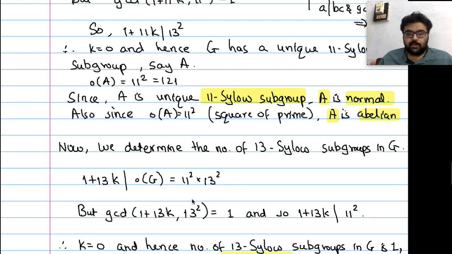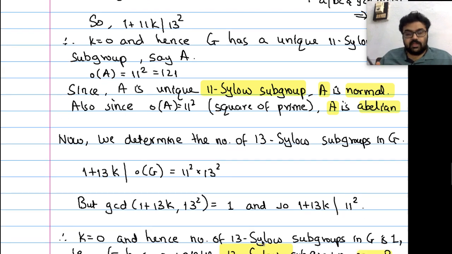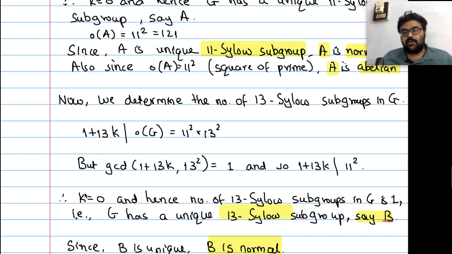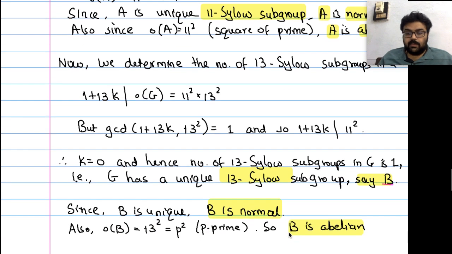Similarly, for the 13 Sylow subgroup, the number is 1 plus 13K, which divides the order of G. But 1 plus 13K does not divide 13 square because the GCD is always 1. The GCD of 1 plus KP and P power N is 1, so it should divide all the remaining factors, which is 11 square, which is also not possible. The only possibility is K equals 0, and then the number 1 plus 13K is 1. So it has a unique 13 Sylow subgroup, say B. Because it is unique, B is also normal.